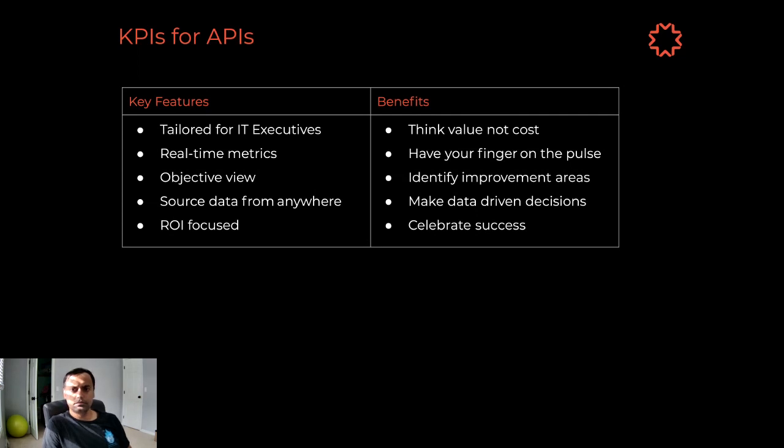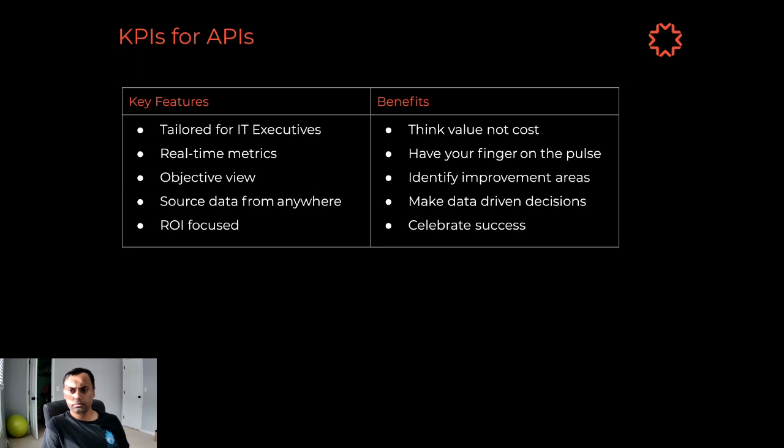It should be real-time metrics, should be an objective view. It should be able to source data from anywhere, like Prasenjit was showing, from different places, not just the endpoint platform, SDLC as well, and so on and so forth. And it should be ROI focused. What does a customer get? They can start thinking about the value the platform is providing, and not just worry about the cost of the platform. They could have their finger on the pulse. This is real time information, so they know all the time what's going on.